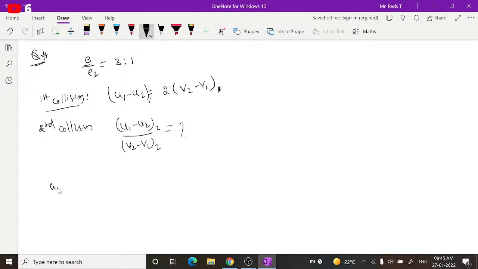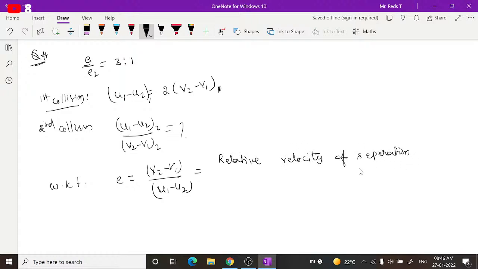We know that coefficient of restitution e is defined as relative velocity of separation, v2 minus v1, divided by relative velocity of approach, u1 minus u2, in general. In words you can write it as relative velocity of separation divided by relative velocity of approach.